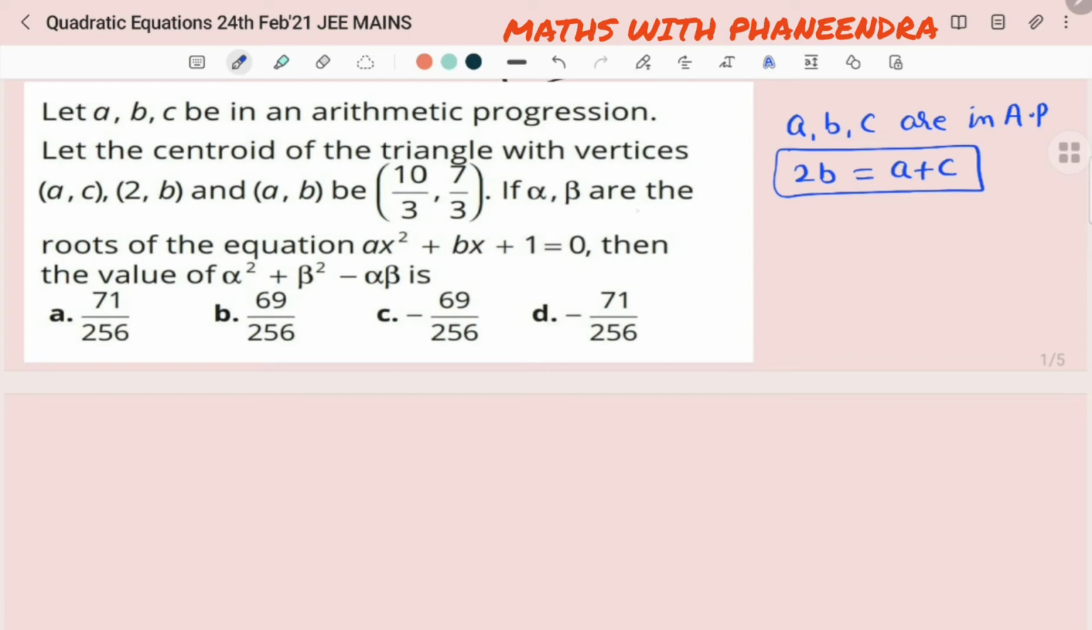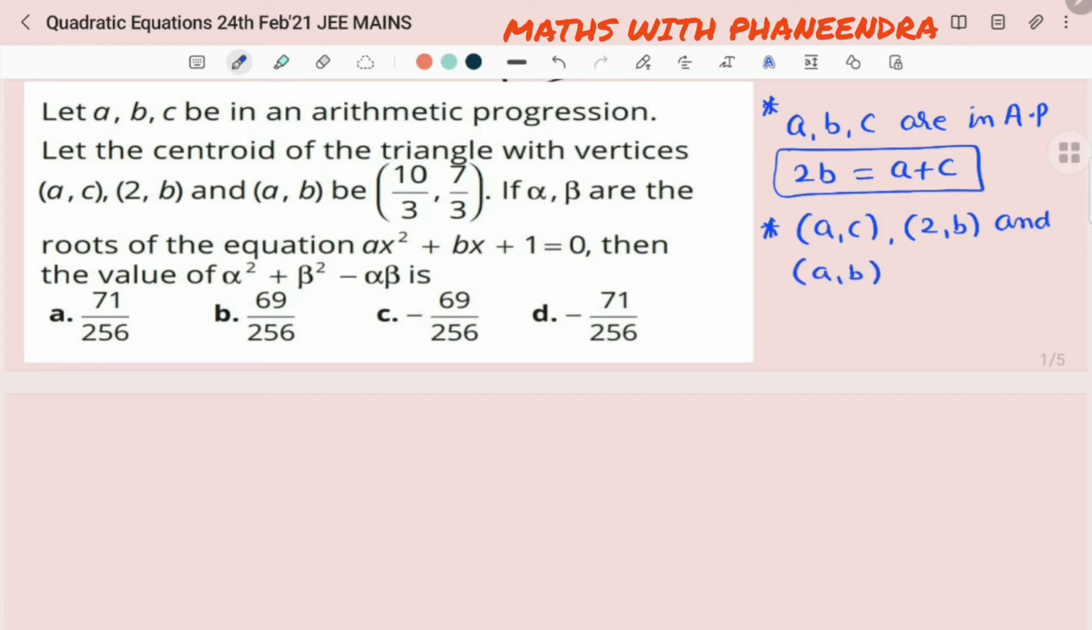And alpha, beta are the roots of this quadratic equation ax square plus bx plus 1 equal to 0. Then find the value of the given expression. Good question. So from the question, we have A, B, C are in AP, 2B is equal to A plus C. And what are the vertices given? A comma C, 2 comma B and A comma B are the vertices of a triangle.